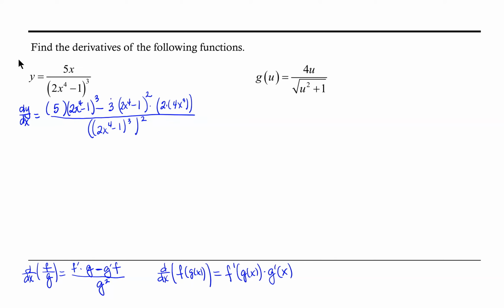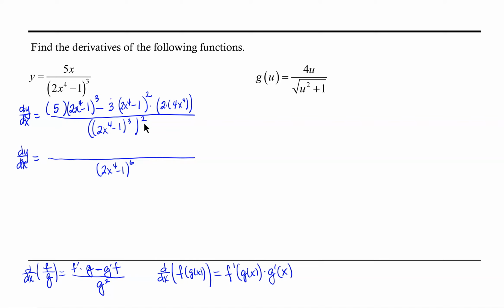At this point, we're finished taking the derivative, and let's go ahead and clean this up, simplify it a little bit. So dy dx is equal to, let's start with the denominator. In our denominator we have 2x to the fourth minus 1 cubed, and then that is raised to the second power. So in the case where we have a power raised to a power, we multiply those exponents and we end up with 2x to the fourth minus 1. 3 times 2 is 6, so that's the sixth power.